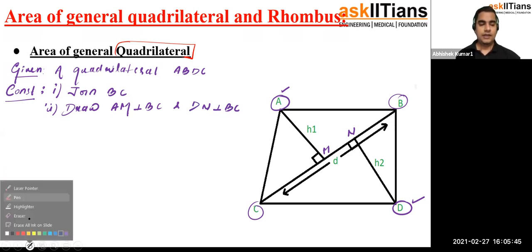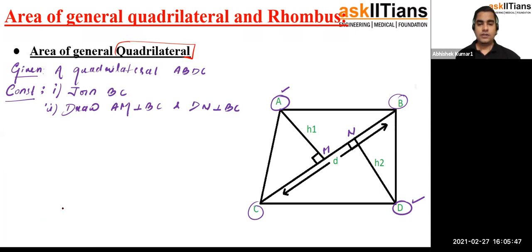Now what will happen if you observe this figure very carefully? This figure actually got divided into 2 triangles. One triangle is triangle ABC, and the other triangle is triangle BDC. We can easily find out the area of both the triangles. If we find the area of both and add them, you will easily get the area of the quadrilateral under consideration, right?